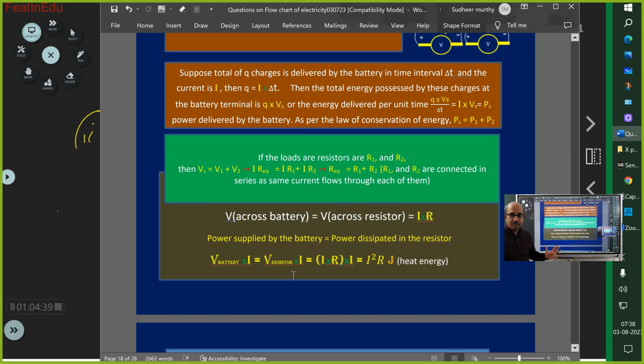This quantity is the power consumed by the load. There are two different powers. Numerically they are the same. Yes.